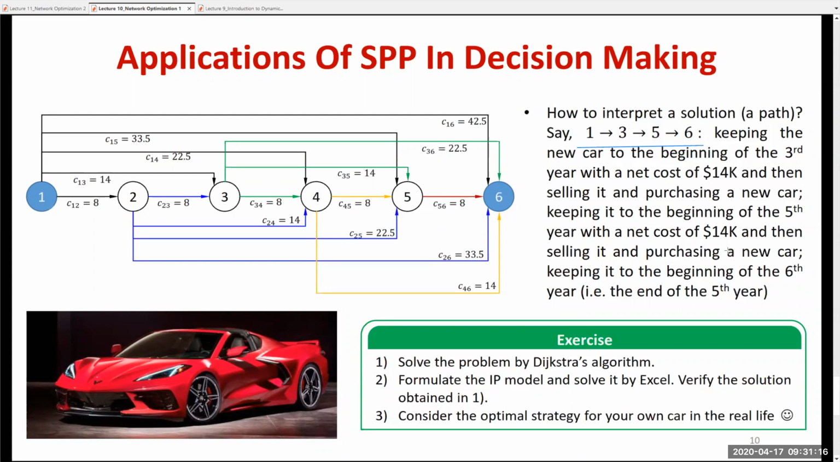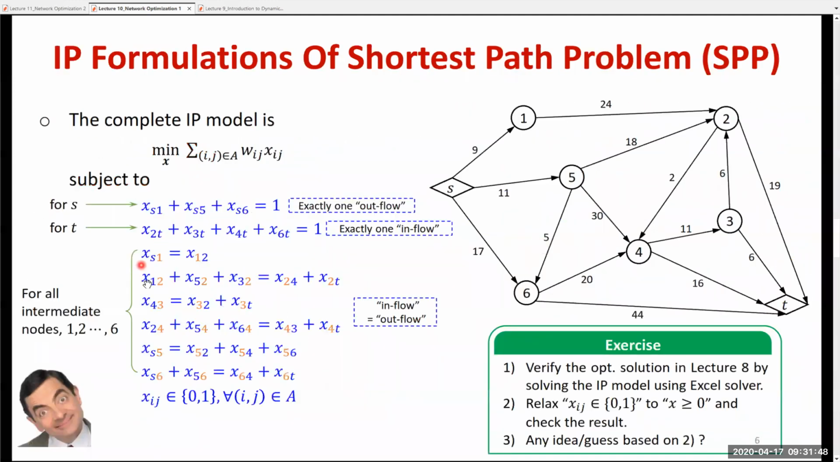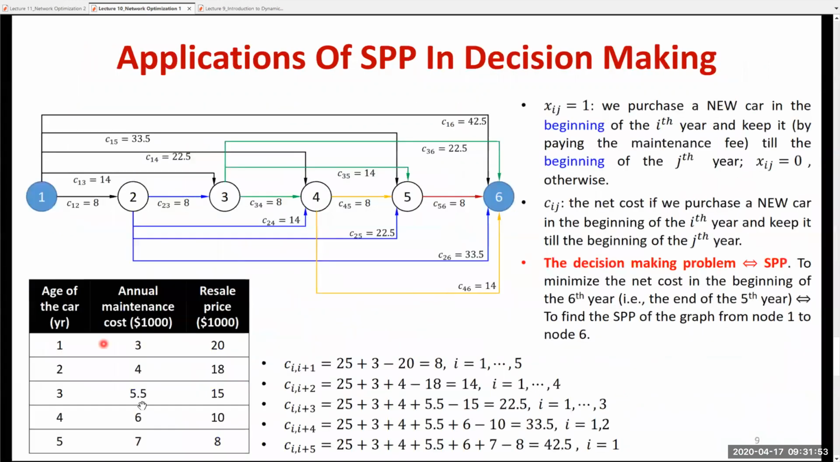And the total, as we mentioned before, how much is it going to cost? 14 plus 14, and let me see. Yes, 14 plus 14 plus this is 8. So in total it's going to cost $36,000. And that's everything. As an exercise, please solve the problem by Dijkstra's algorithm, and then formulate the IP and solve it by Excel. This is very, very similar to the formulations here. As long as you make it a shortest path problem, it's really simple. You can formulate it this way. This problem is even more difficult, much more difficult than this one, okay?